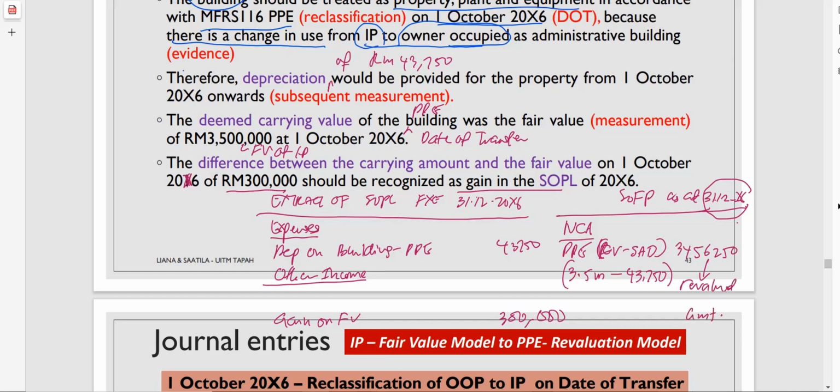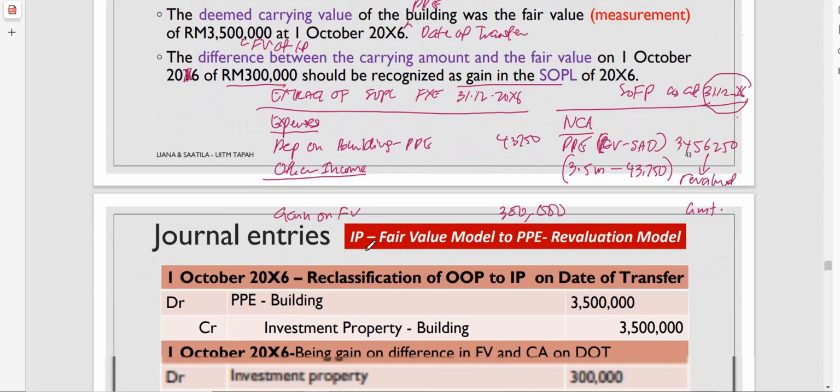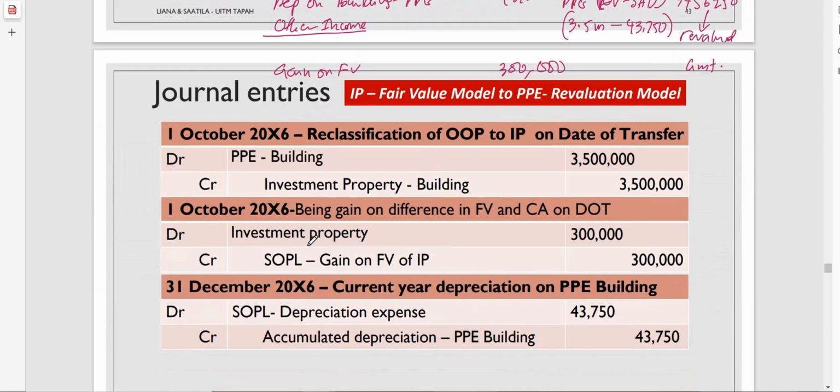Okay, done with that. So these are the journal entries, where the first one is for you to reclassify the building. Remember, this is based on the carrying amount of IP, and that carrying amount is at fair value since the revaluation fair value model was used. And here is the fair value gain, and the third one is the journal entry for the depreciation.